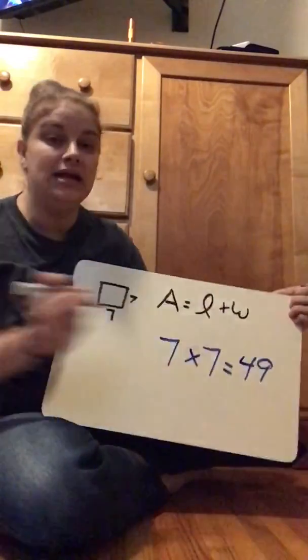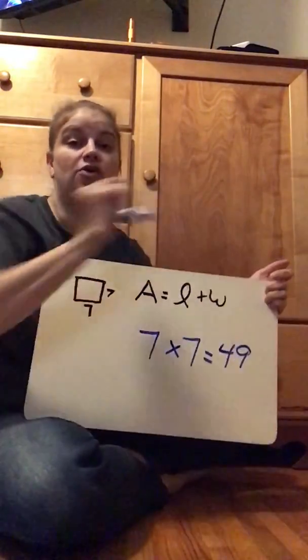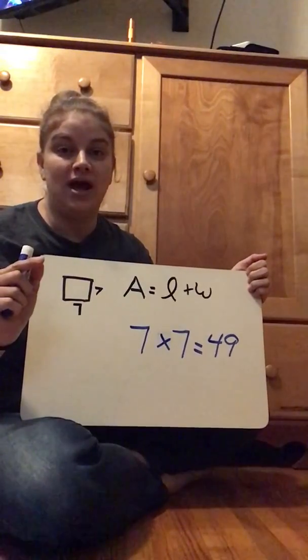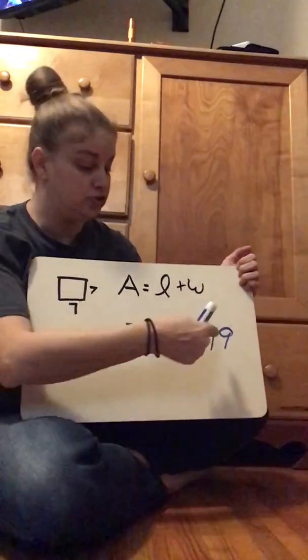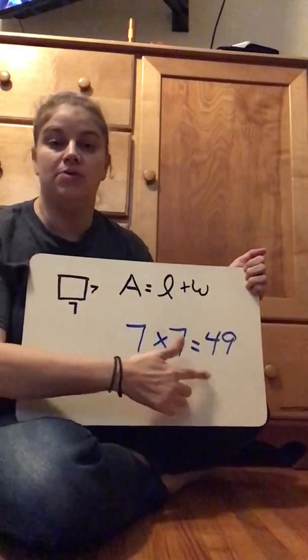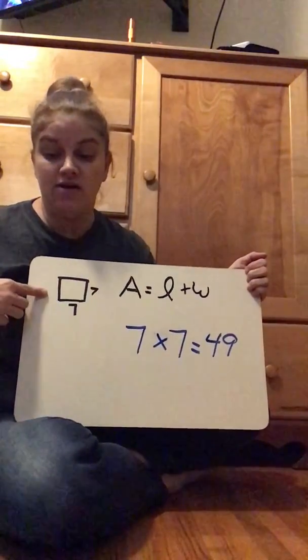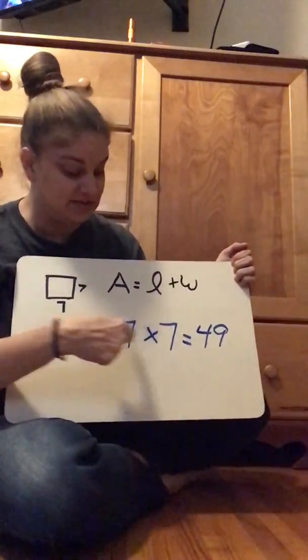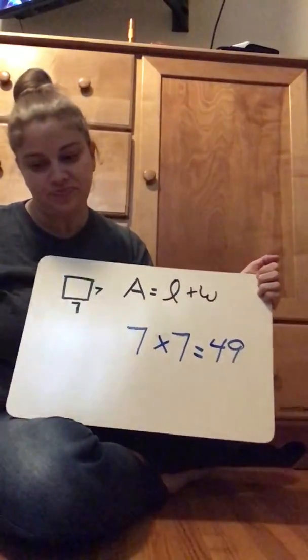So 7 times 7 is 49. Now, on your tests that you take on Thursday, they are not going to have centimeters or inches or anything. It'll just be the number. So don't worry about any of that we've been going over in class. It's just going to be the number. So for number 1, the area of this square would be 49 because 7 times 7 is 49.